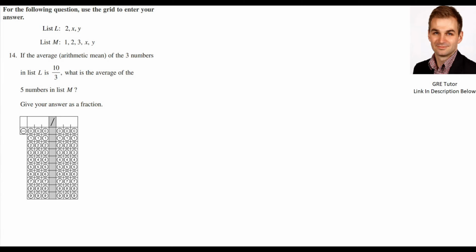This is 2, x, y, and 1, 2, 3, x, and y. So this x and y correspond to this x and y. They're the same numbers. If the average of the three numbers in list L is 10 over 3. Okay, so they're giving us that. That's where I'll stop and write something down. I'll say the average of list L is going to be 10 over 3. So I'll say 2 plus x plus y divided by 3 is equal to 10 over 3.